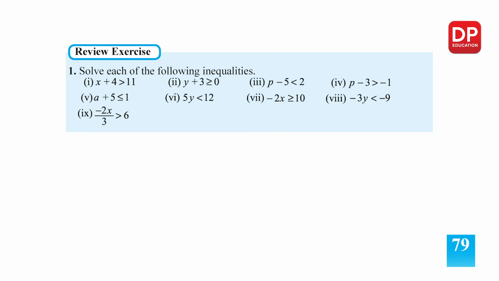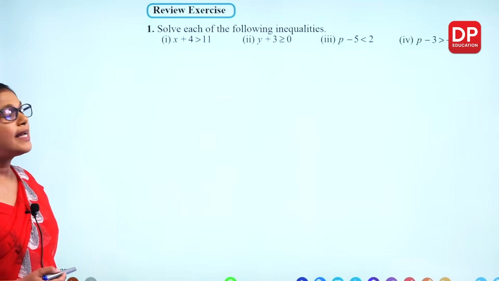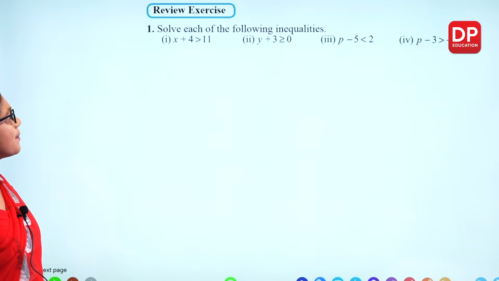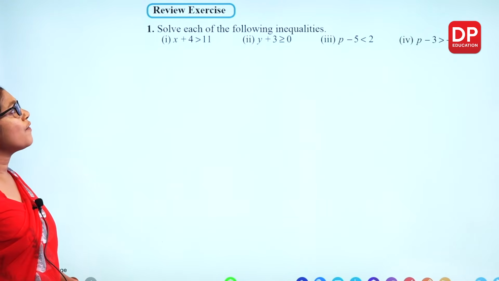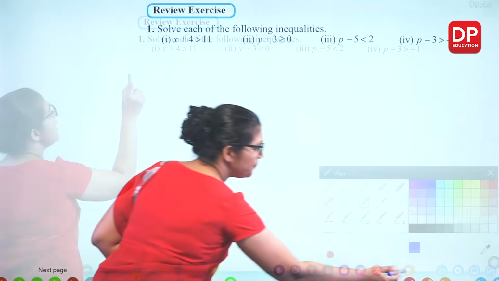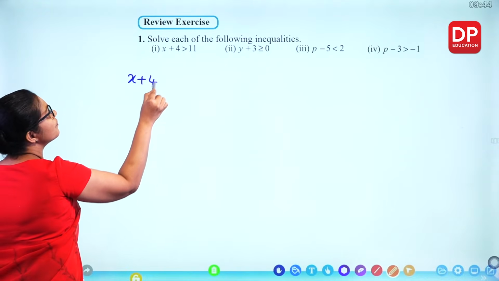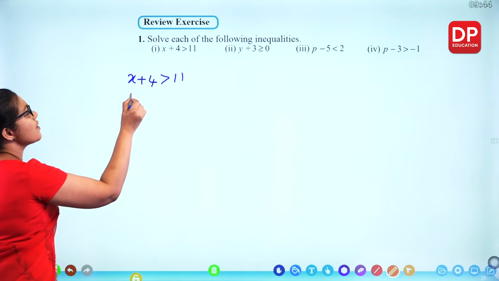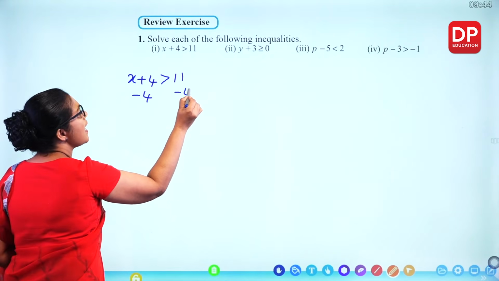Now we'll take the review exercise in your textbook and try to answer these questions. So the first question, solve each of the following inequalities. So the first one, what can we do? We have to get rid of this 4. Subtract 4 from both sides.